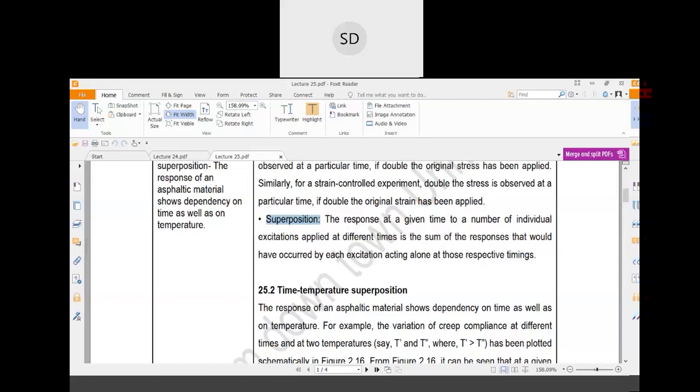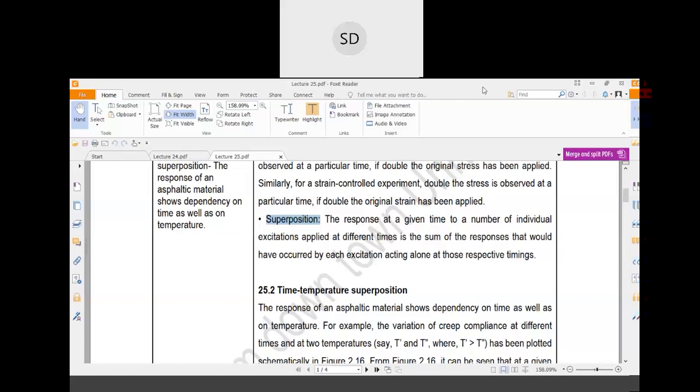Now these responses, in terms of stress or strain at a given time, to a number of individual excitations applied at different times, would be different at different time intervals based on the input parameters. And the total response is the sum of the outcomes that would have occurred by each excitation acting alone at their respective times.